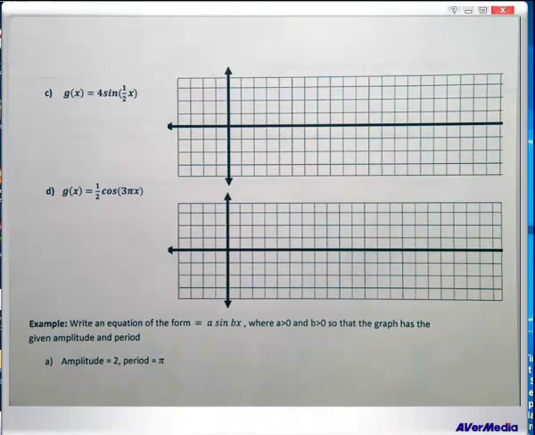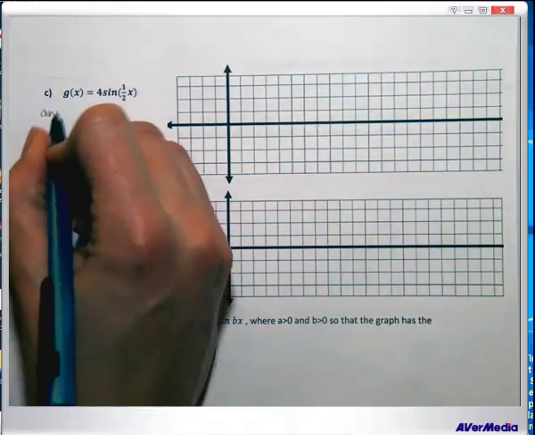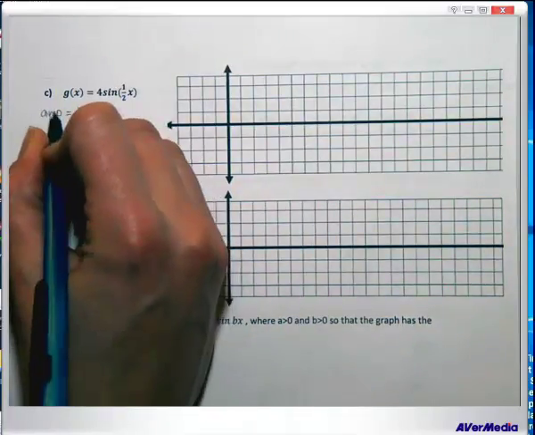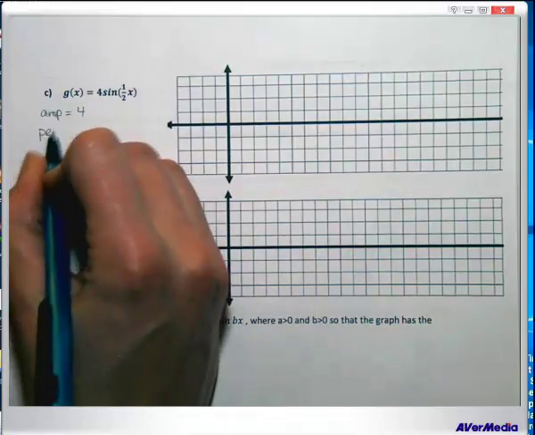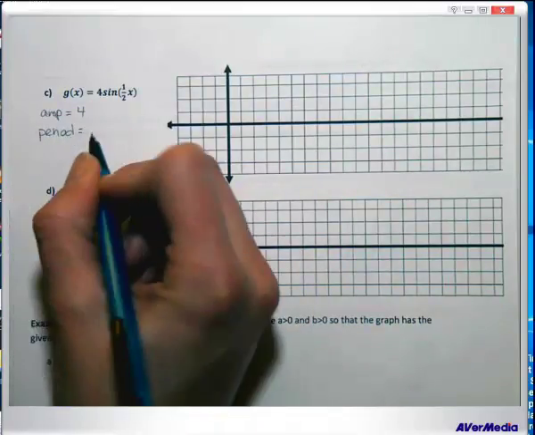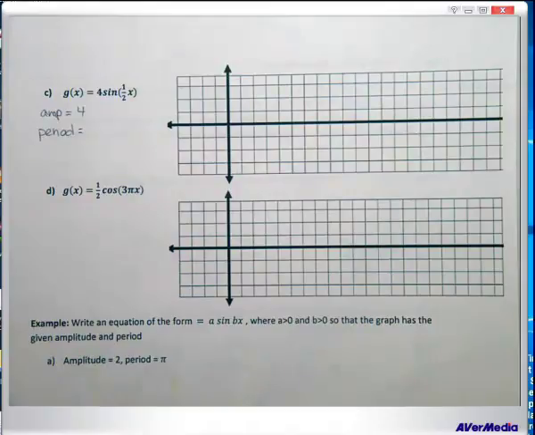Same directions. I just wanted to do a couple more examples to see what's going to happen with this function. So Audrey, what would my amplitude be for 4 times sine of 1/2 x? Yep. Amplitude equals 4. How would I find my period? Ezrin, what would I have to do?